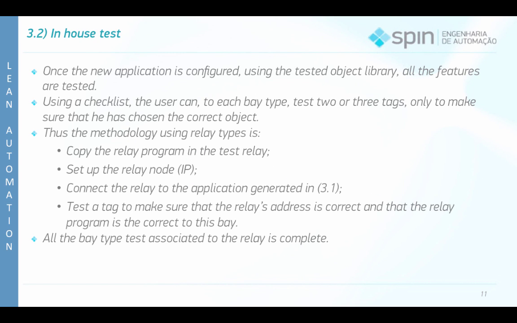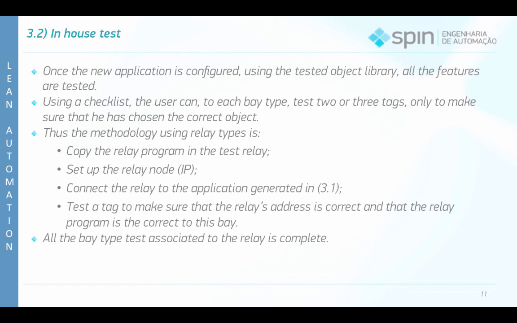Considering the features of SCADA tested, we move on to the test in a laboratory environment. To test the parameterization of a relay associated with a bay type, you must copy the relay program to a test relay. If I have 5 bay types, I will test each one of them against the relays parameterized properly. The relay must be configured with its IP. It must be connected to the relay application that was generated, and then we can test all the tags of the first relay. After the successful test, we must save the program.